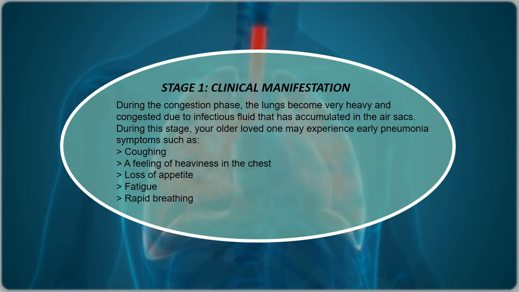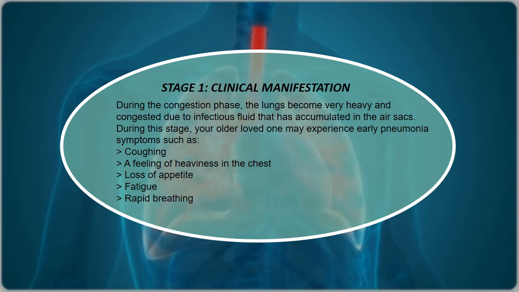Clinical manifestations of pneumonia include cough, fever, sweating and shaking, chills, shortness of breath, rapid shallow breathing, sharp or stabbing chest pain that gets worse when you breathe deeply or cough, loss of appetite, low energy and fatigue, nausea and vomiting especially in children, and confusion especially in older people.